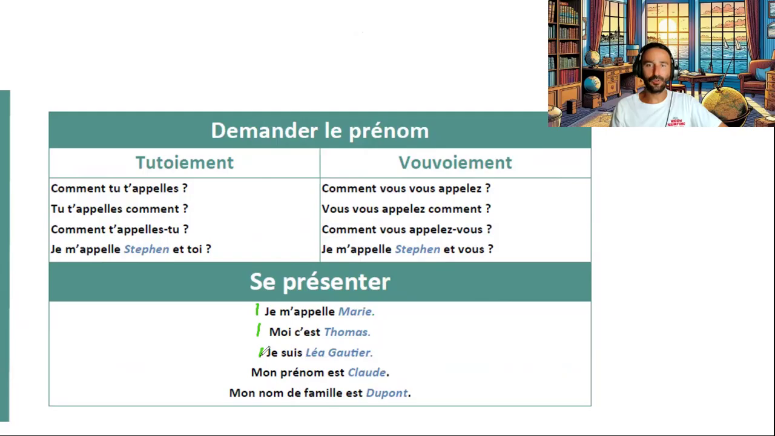Je suis Léa Gauthier. Mon prénom est Claude. Mon nom de famille est Dupont. Alors, the last two are really administrative, okay? When they ask your name, like I don't know if you have to pay taxes, if you are in the migration office, or they are not sure, you can say, okay, mon prénom est Claude, mon nom de famille est Dupont. Okay, but the most important one, I would say, it's this one. Moi, c'est, je m'appelle. You can use also je suis. I don't like it very much, this one, but some people use it.